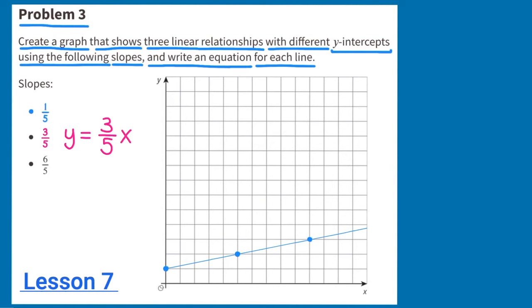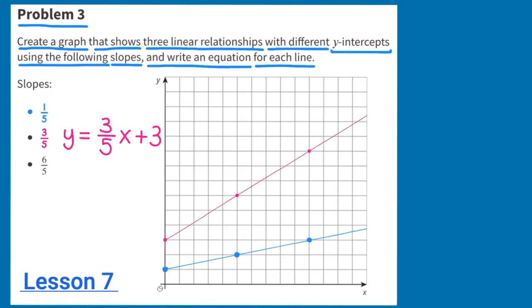And let's make the y-intercept 3. So now the equation reads y equals 3/5 times x plus 3. Let's put another point by going up 3 and over 5. There's another point. Let's go up 3 and over 5 for a third point. And here's a look at a line that has a slope of 3 over 5.